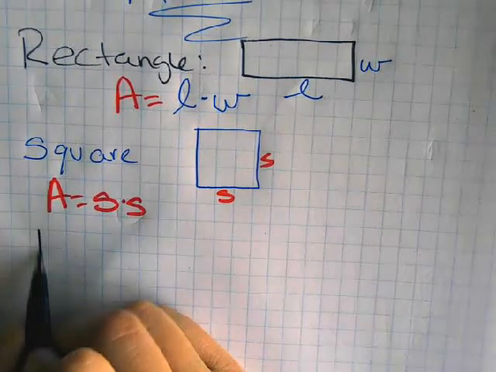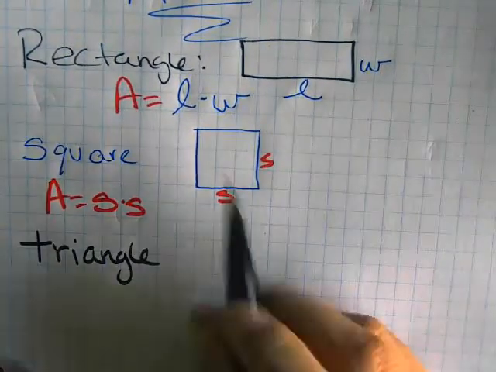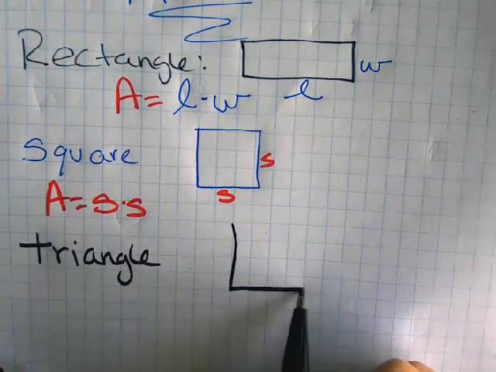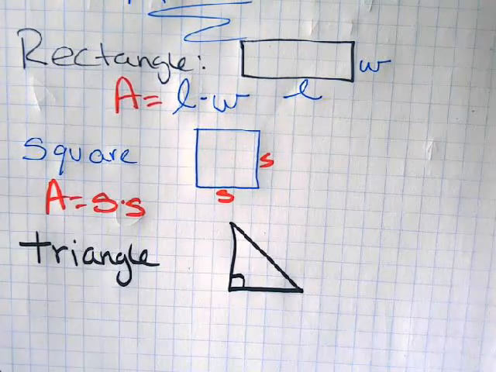Next is your triangle. Draw a triangle. Draw a right triangle. A right triangle.